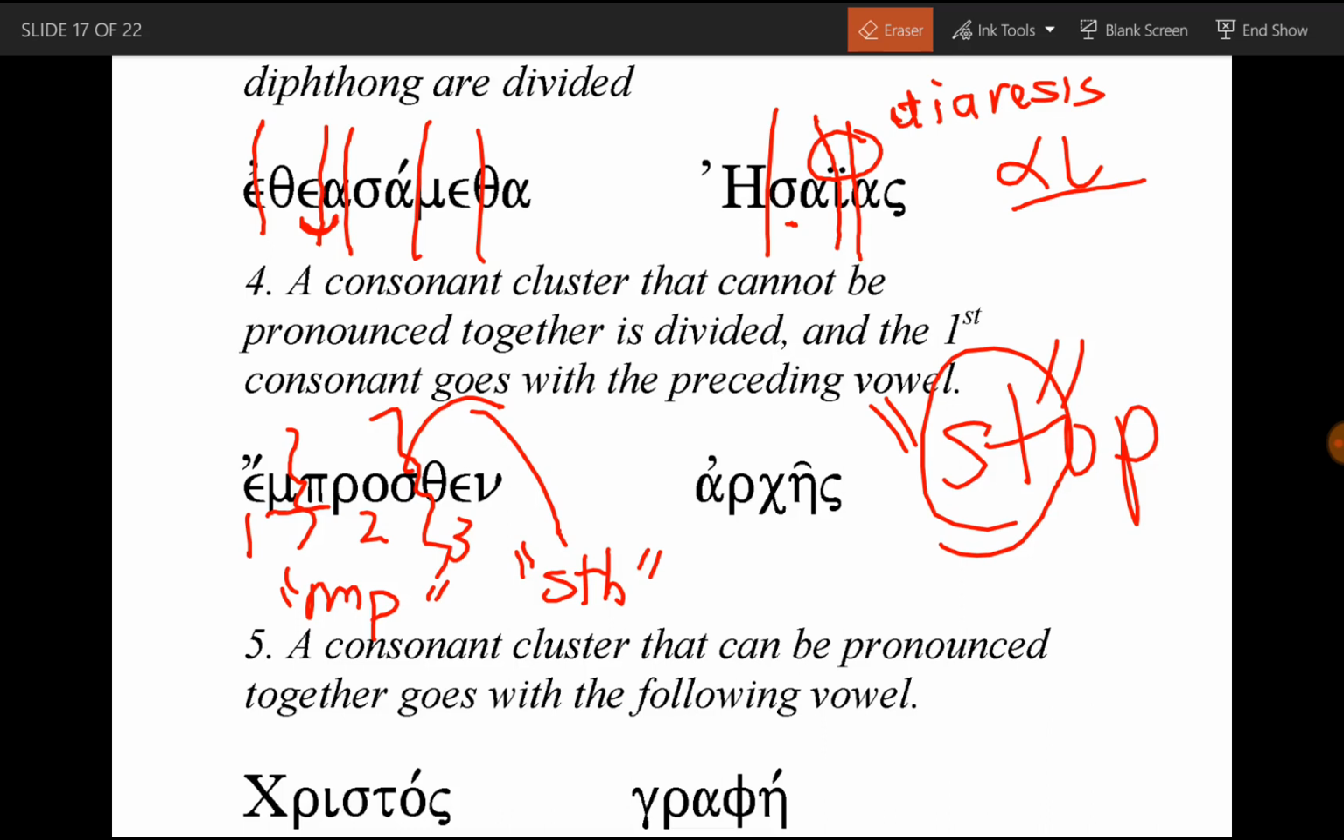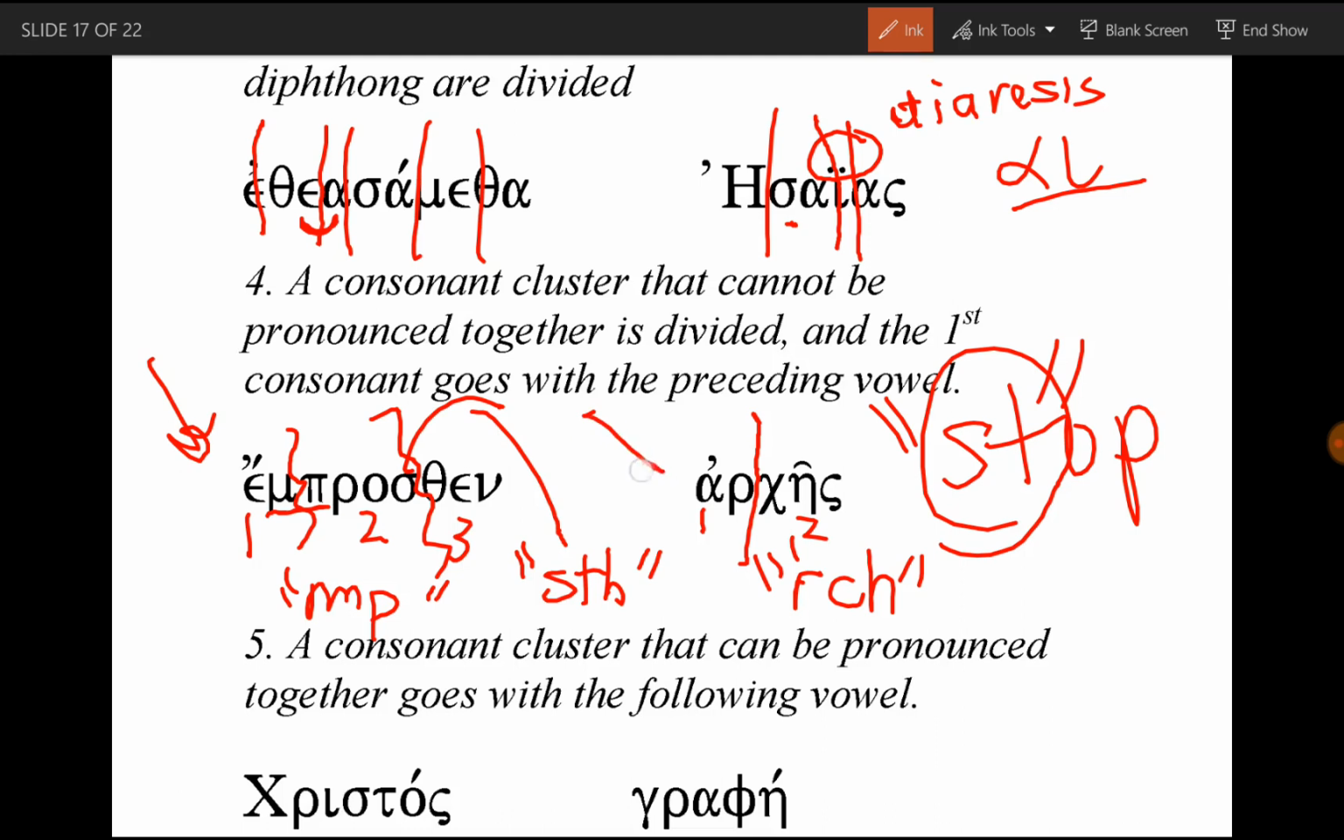Emprosthen, that's where the line division is. And then here you have an R sounding letter and a CH sounding letter, arhes. And again, we ask in English, have you ever seen a consonant cluster where these sounds begin a word? The answer is no. So this is not a true consonant cluster. You would divide it here, 1 vowel, 2 vowel, and I would divide it ar-hes. So the first word of this rule is pronounced emprosthen.